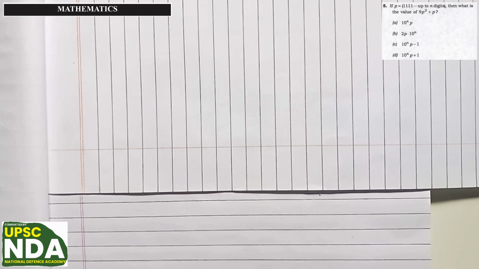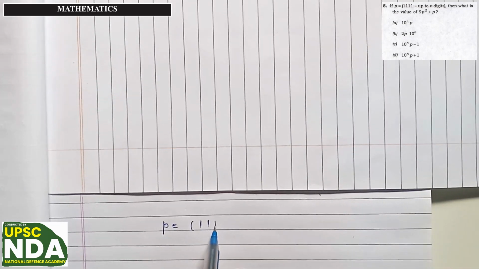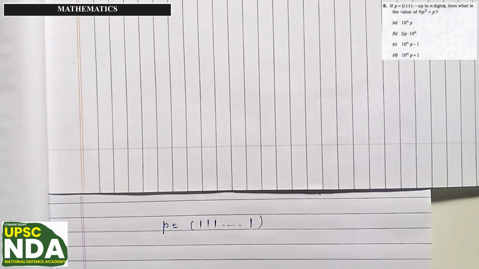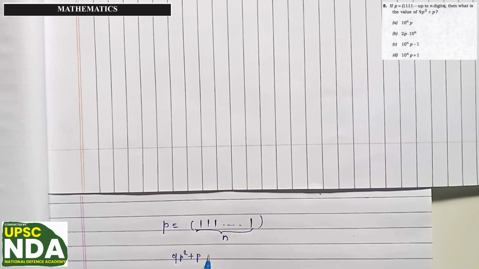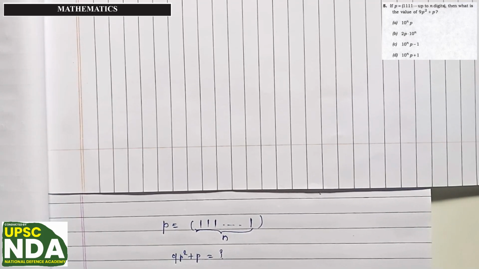So in our question, we are given the value for p. What is the value for p? The value for p is 1, 1, 1 up to 1. So this is the value for p, and this is a total of n digits. Then we have to find the value for 9p square plus p.